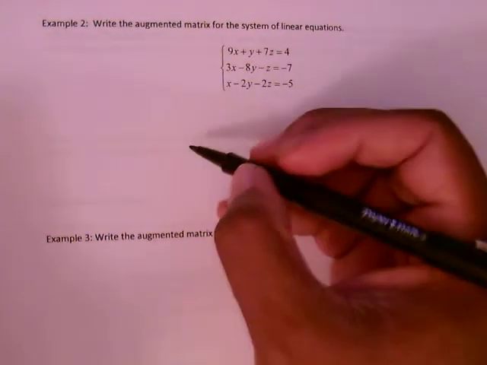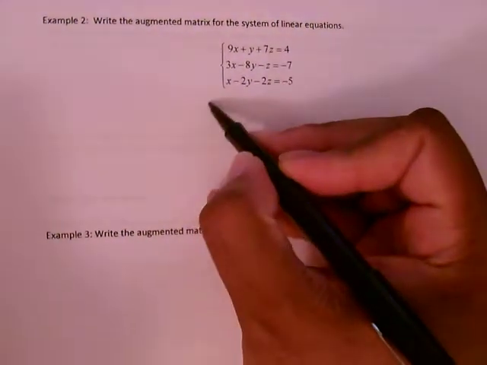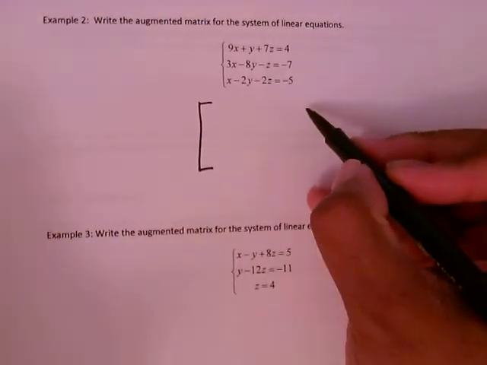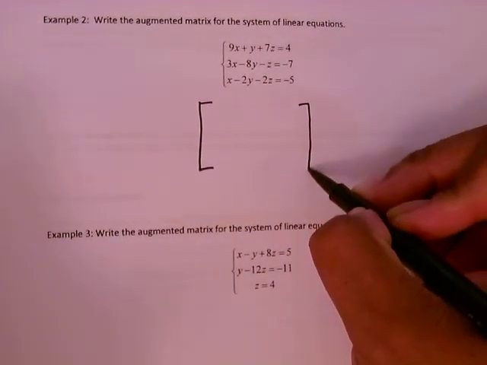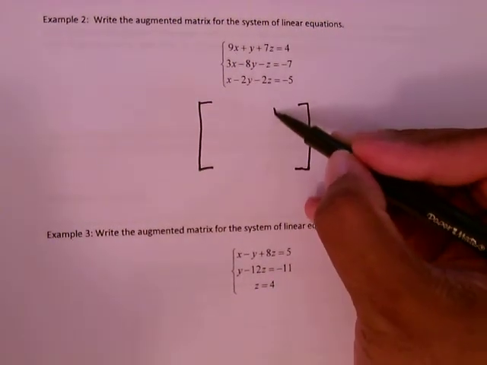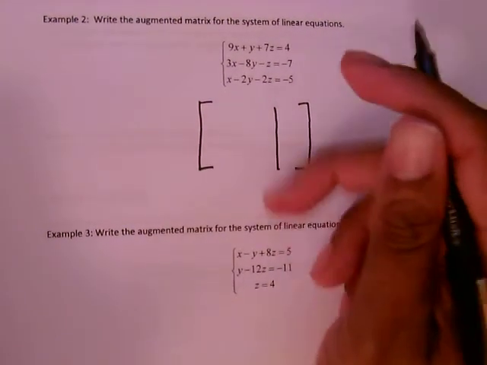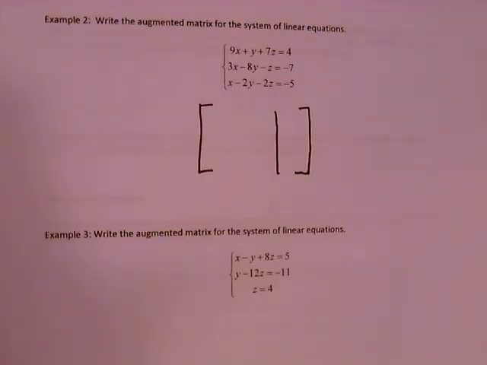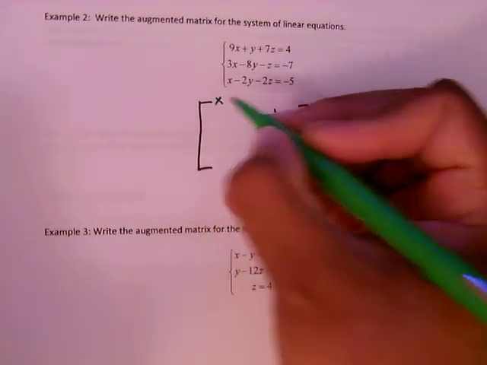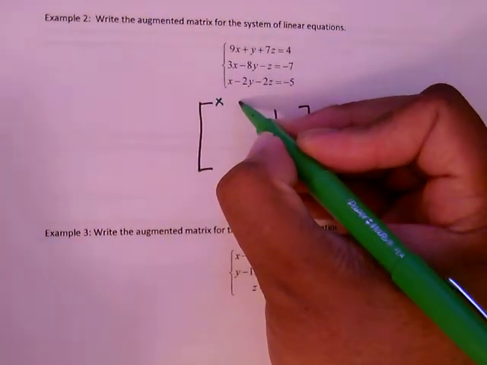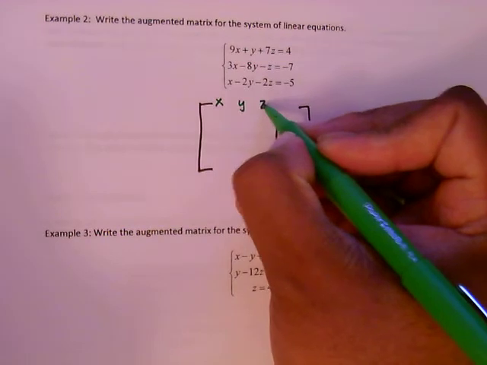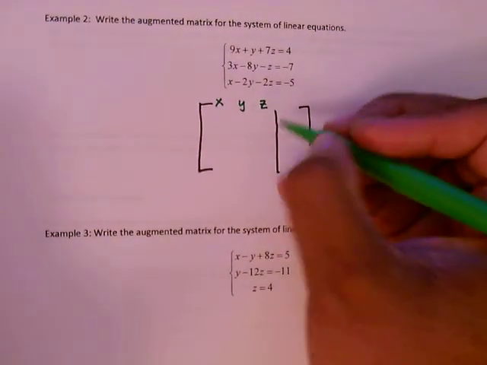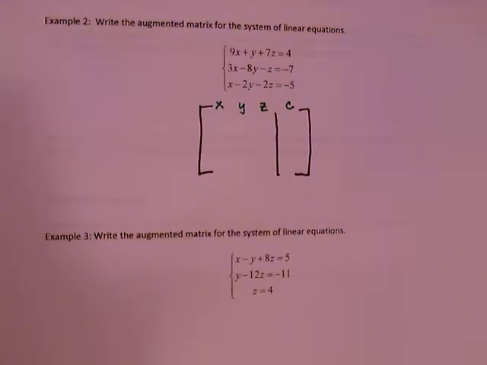Okay, so to do that, we're going to need a bracket. Inside that bracket will be a vertical bar. That vertical bar represents your equal sign, and if you want to, this is not necessary. The first column would be your x coefficients. The second column is your y coefficients. The third column is the coefficient of z. This last column behind the vertical bar represents the constant terms.